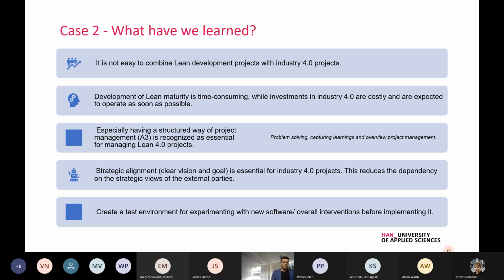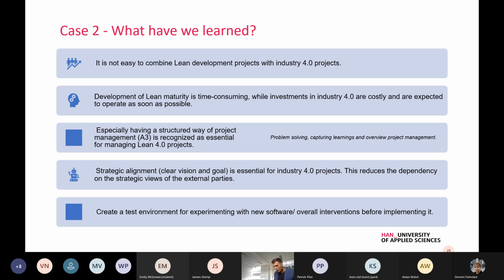We saw in this particular case that due to the high complexity of the Industry 4.0 technology, this organization became highly dependent on their supplier. Instead of the organization asking the supplier what your technology could do to improve my processes, it turned around. The supplier stated, our technology can do this, and you should adapt your processes to this. So in order to tackle that and to reduce the dependency on the strategic views of external parties, you really must have clear what your process should look like, and also the strategic alignment alongside.